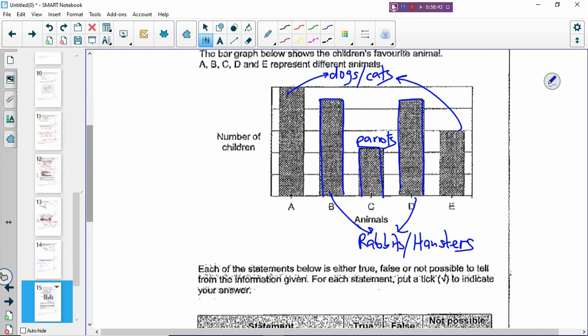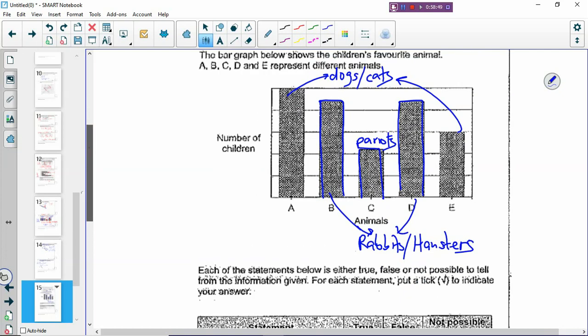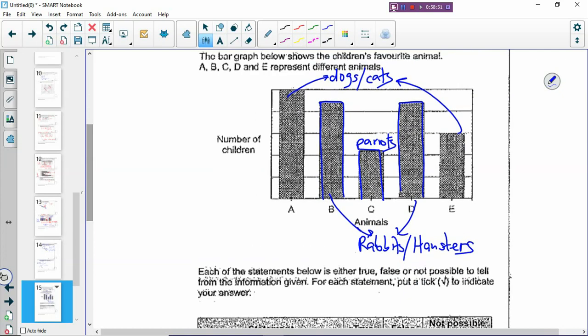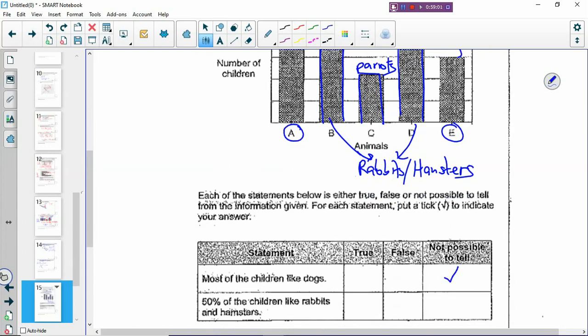So if you look at the statement, most of the children like dogs. So where are the dogs? Do we know? Animal A could be dogs. Animal E could be dogs. So we are not sure. So the answer is what? Not possible to tell. So that's why you should put a tick over here. Not possible to tell.